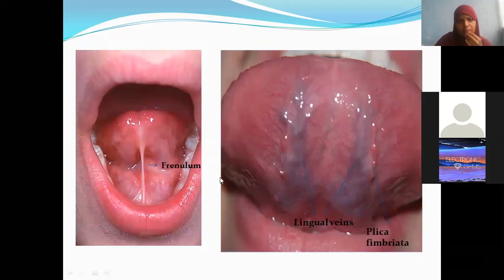Now this is the correct picture. This is the frenulum you are finding. These are the lingual veins, and this is the plica fimbriata. Lateral to the lingual vein is the plica fimbriata. We can administer drugs sublingually through this route.